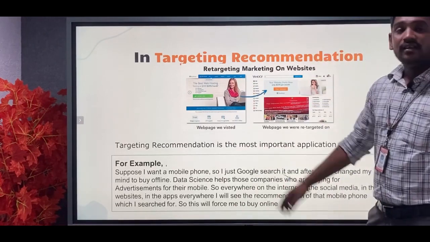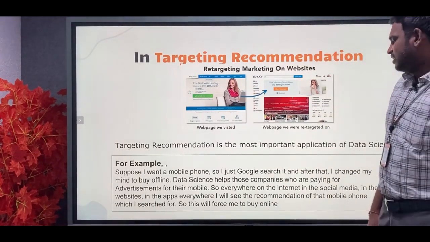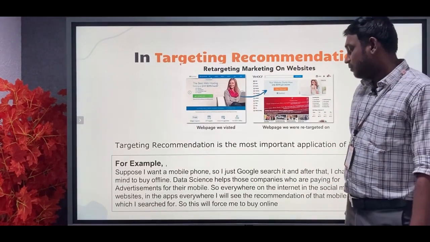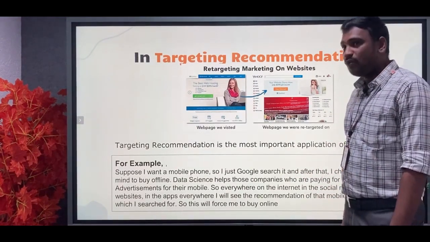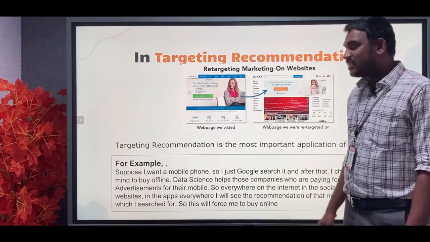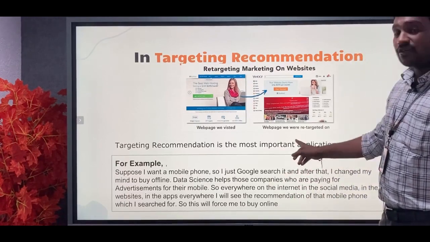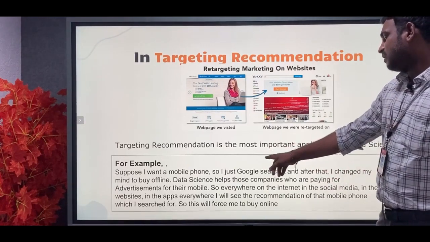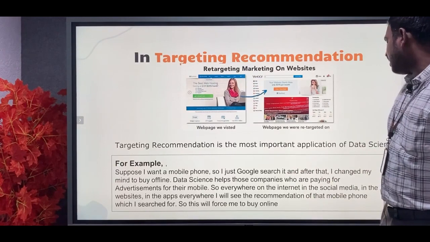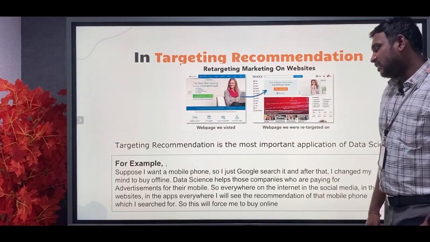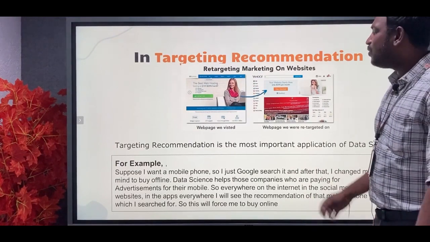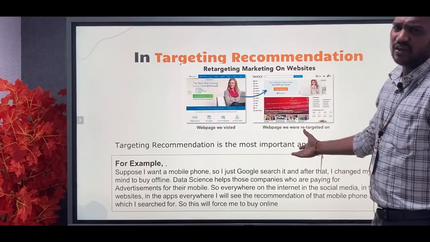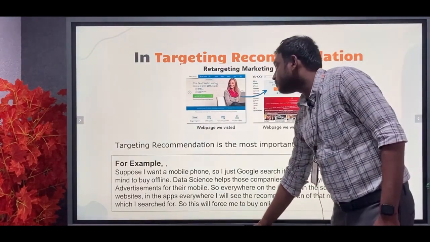For example, I want to buy a mobile. I just Google search it, and after that I change my mind to buy offline. Data science helps those companies who are selling those mobiles: if they approach data scientists, they are paying for advertisements for their mobile. So everywhere on the internet, on social media, in websites, in apps, they will tempt you to buy that product online. So this is also business enhancement, of course.